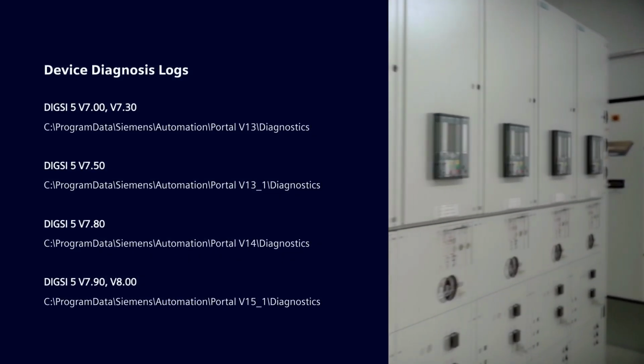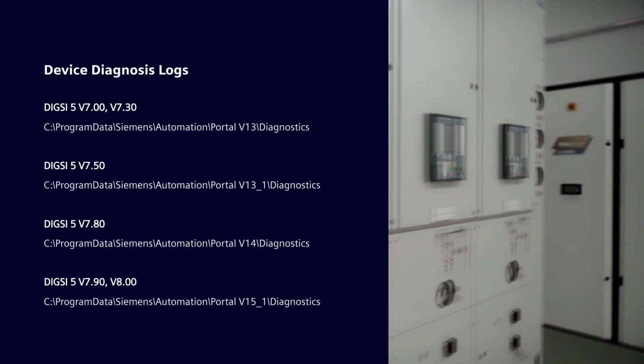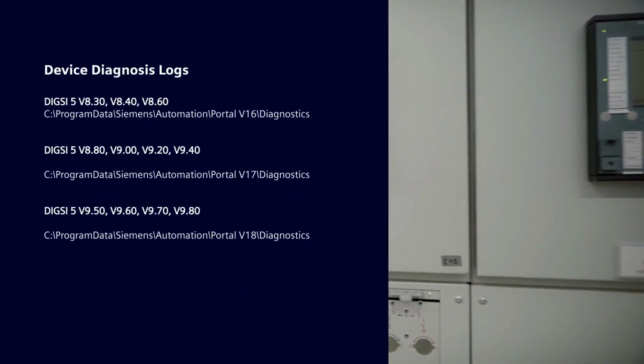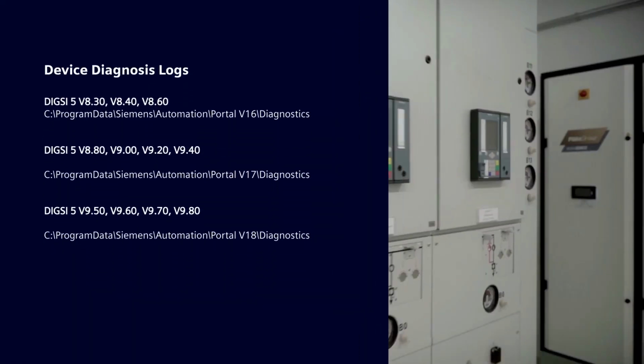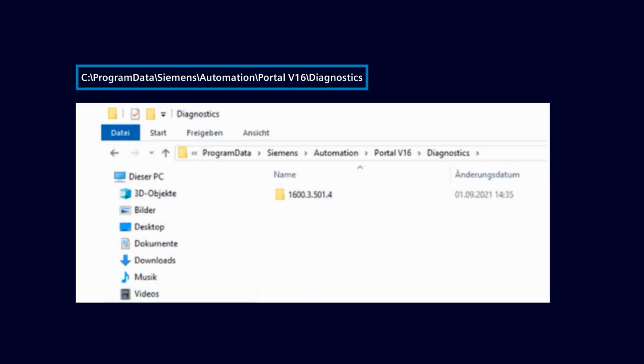Device diagnosis logs are strategically organized within dedicated folders, corresponding seamlessly to each DIGSI version. Eventual error report files can also be found in the respective path of your DIGSI version. Please remember the folder C:\program data is hidden per default. Therefore copy and paste the whole path into the command line of the Explorer to open it.